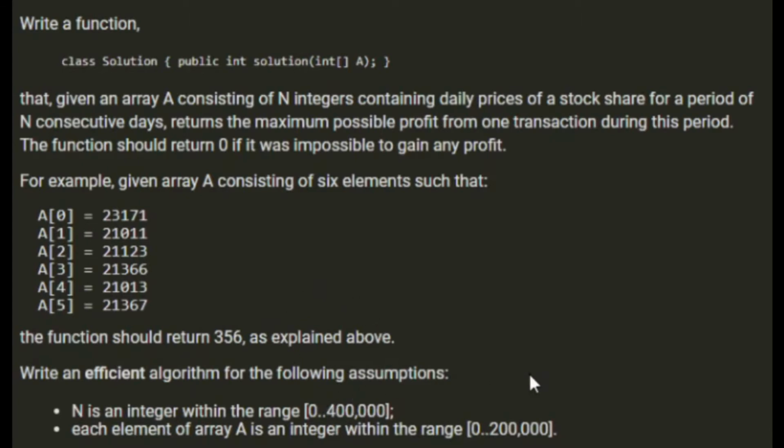Write an efficient algorithm for the following assumptions. N, which is the number of days, is an integer within the range of 0 to 400,000, and each element of array A is an integer within the range of 0 to 200,000.